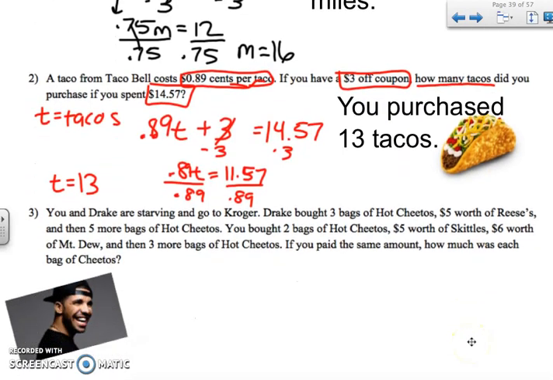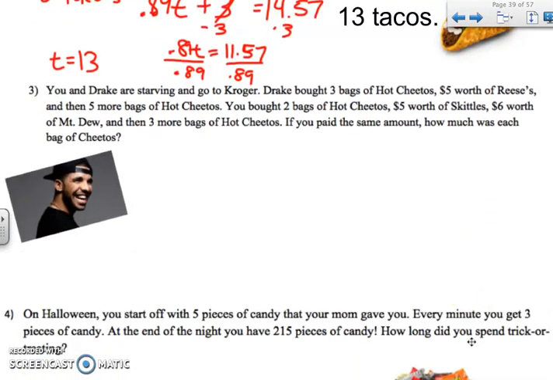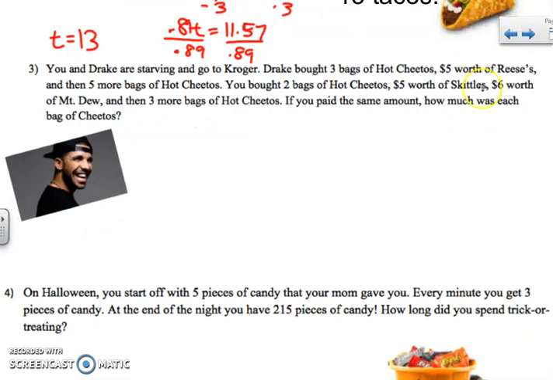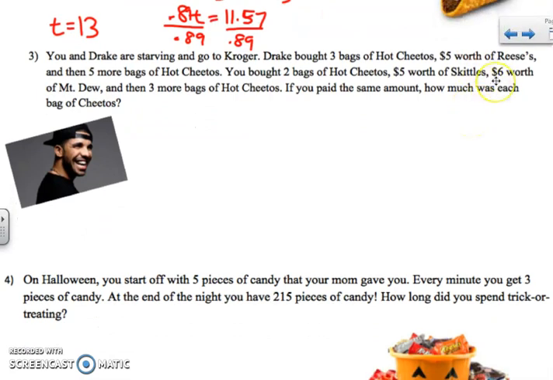Okay. All right, number 3 is kind of a multi-step problem. So let's read it first. You and Drake are starving and go to Kroger. Drake bought 3 bags of Hot Cheetos, $5 worth of Reese's, and 5 more bags of Hot Cheetos. You bought 2 bags of Hot Cheetos, $5 worth of Skittles, $6 worth of Mountain Dew, and then 3 more bags of Hot Cheetos. If you paid the same amount, how much was each bag of Cheetos?